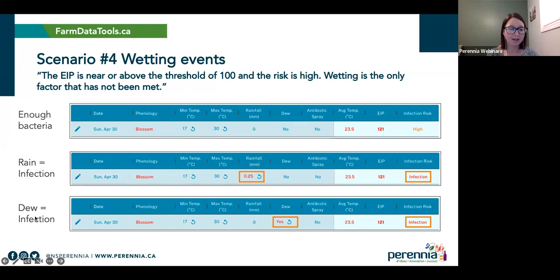And then if it was instead a dew, you would enter yes to a dew event, and again, an infection is triggered. So you really do want to watch that bacterial population and to be aware of which factors are missing, so that you can decide how safe it is to trust that those factors are maybe not going to happen, or maybe they are going to happen.